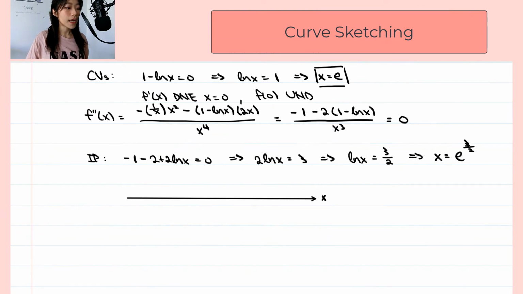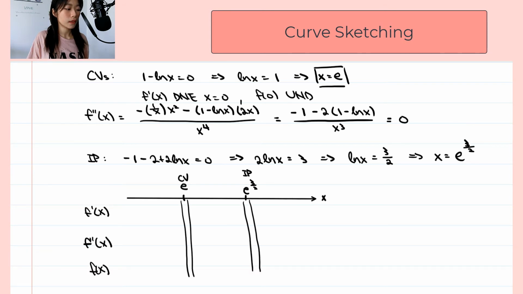Now let's set up the sign table. So we have x equals e, that is the critical value. And x equals e to the power of 3 over 2 is the inflection point. Let's start with the first derivative. At the critical point, the first derivative is 0. Now we can substitute a number in each interval to find the sign.